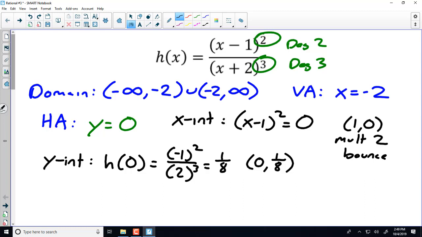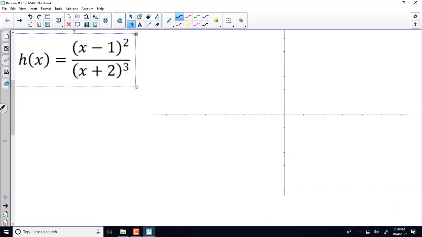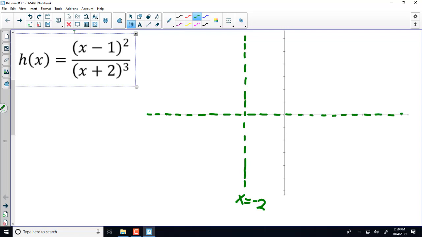All right, got my intercepts, got my asymptotes. Let's see if we can draw a graph. Well, we've got the one vertical asymptote at x equals negative 2. One vertical asymptote means our graph's going to be broken up into two different pieces, one on the left of the vertical asymptote and one on the right. We also have a horizontal asymptote right on the x-axis, but we don't call it the x-axis, we call it y equals 0. Okay, we do have a couple ordered pairs. We have the x-intercept at 1, 0, where we're actually going to do a bounce, if you remember. And we have the y-intercept at 0, 1/8, just barely above there.